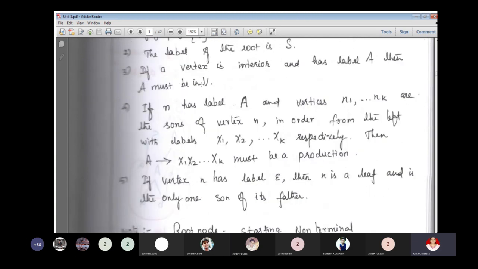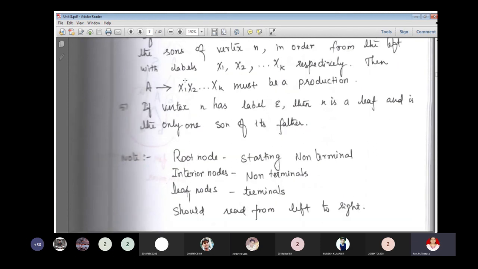In the fifth property, if the vertex n has the label epsilon, then n is a leaf node, that vertex must be a leaf. And one more important rule, it should be the only son of its father.